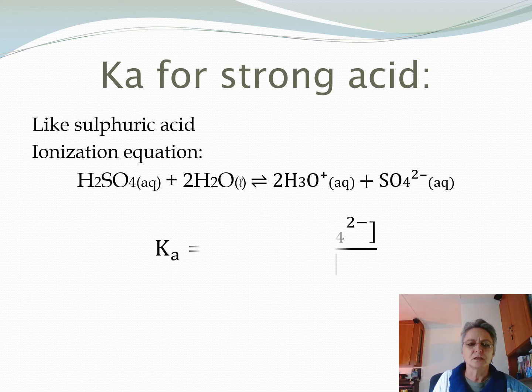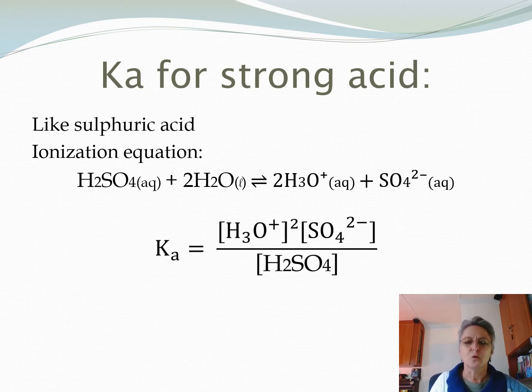So the Ka for this would be the concentration of the oxonium ion to the power 2 times the concentration of the sulfate ion divided by the concentration of the H2SO4. And this value is around 1 million because the sulfuric acid ionizes completely. That's why it's classified as a strong acid.